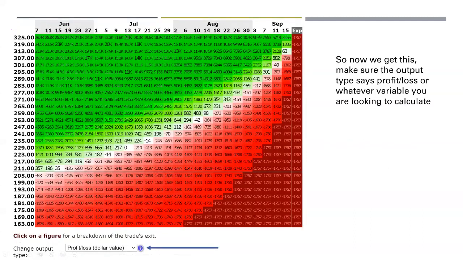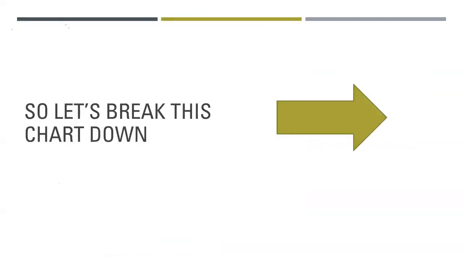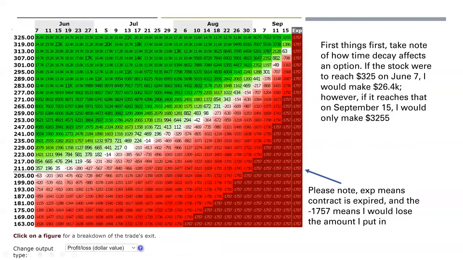All right, so this is what we get. We get this big graph. We want to make sure that down here it says profit and loss. So let's look at what our profit and losses could be. Let's break this chart down. First things first, notice how time decay affects the option. If it hits 325 on June 7th, my $1,700 would turn into $26,000. But if it hits that on September 15th, it's $3,255. So you see how it just goes down as you go right on the graph.